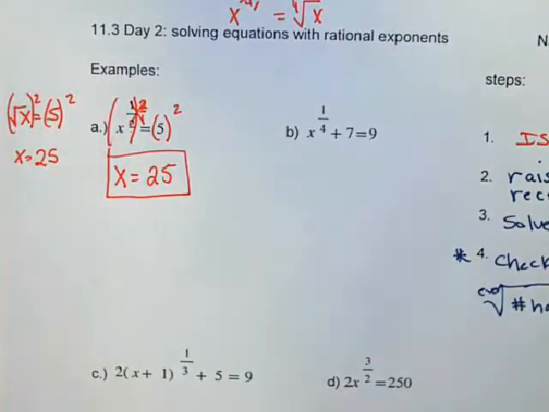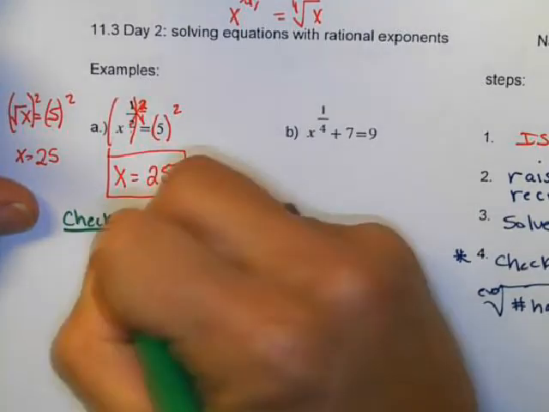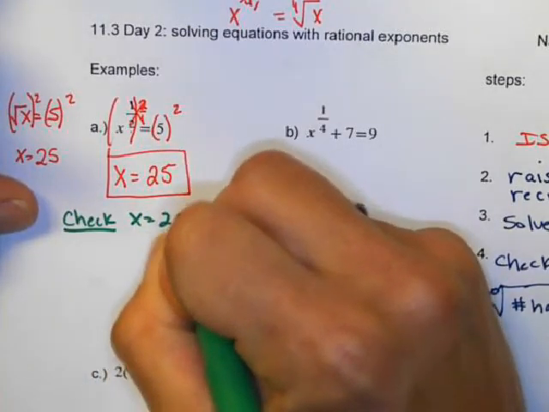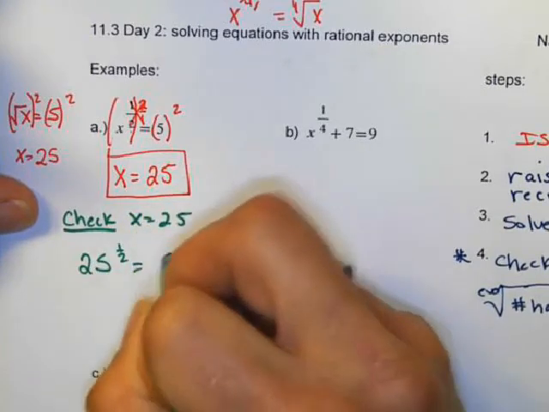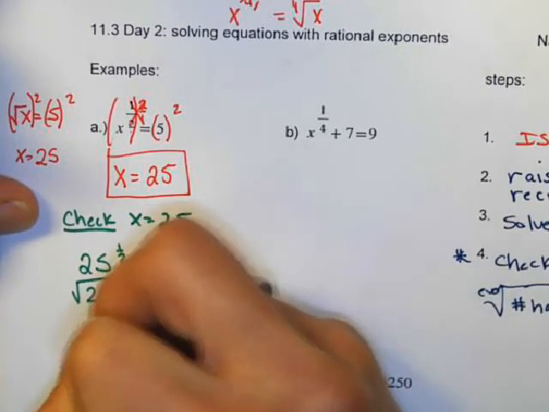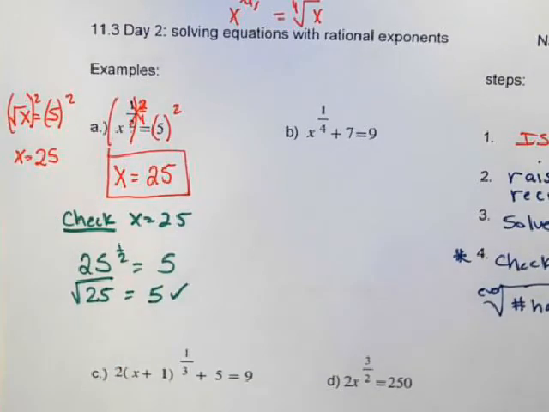Okay, now you have to check. It is an even root, it's a square root, so your check becomes ultra important here. So we're going to check x equals 25. So 25 to the 1/2 power equals 5. 25 to the 1/2 power means the square root of 25. And yes, the square root of 25 is 5. So it checks out beautifully.